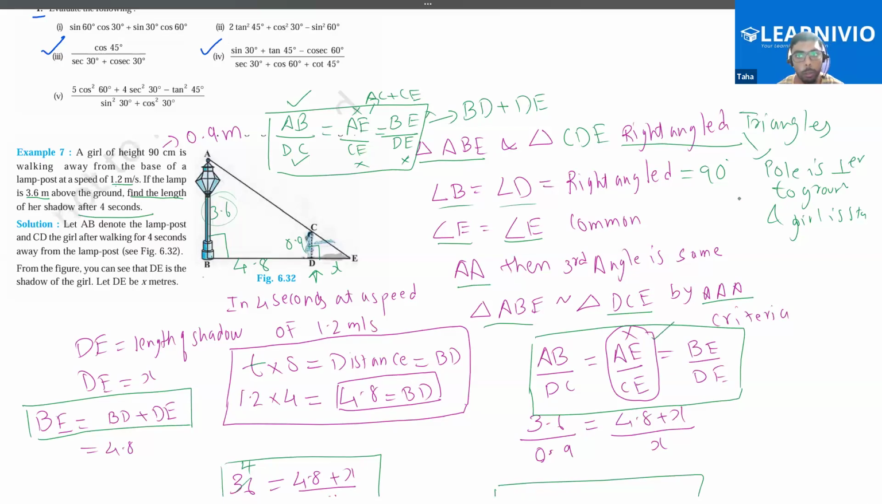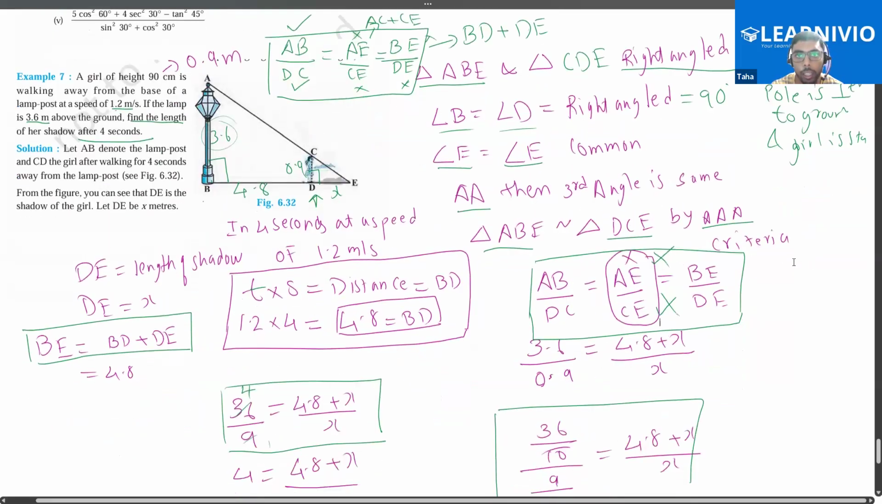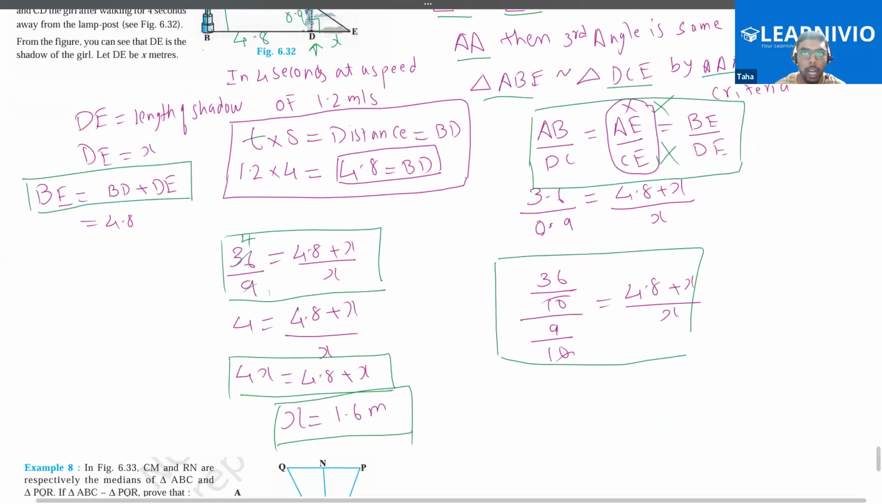Not everything is supposed to be used in a question. Sometimes we don't use what we don't need in the question. We let it be, and we make our equation between whatever sides we are concerned with.